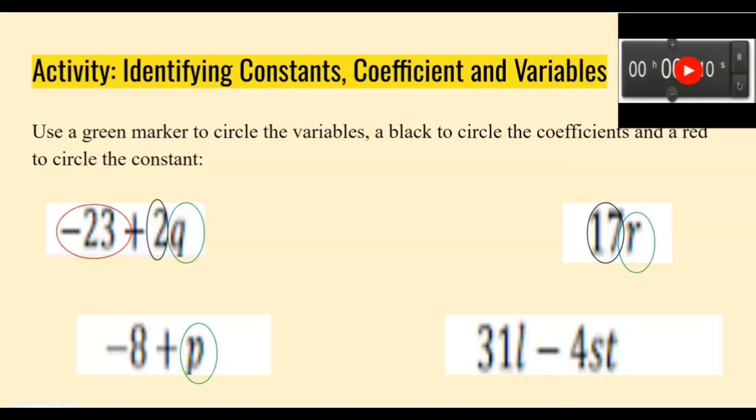But if your teacher asks you, what is the coefficient? Then you'll be able to say p is being multiplied by 1. Therefore, the coefficient would be 1. And negative 8 would be our constant. So let's move on to the final question.